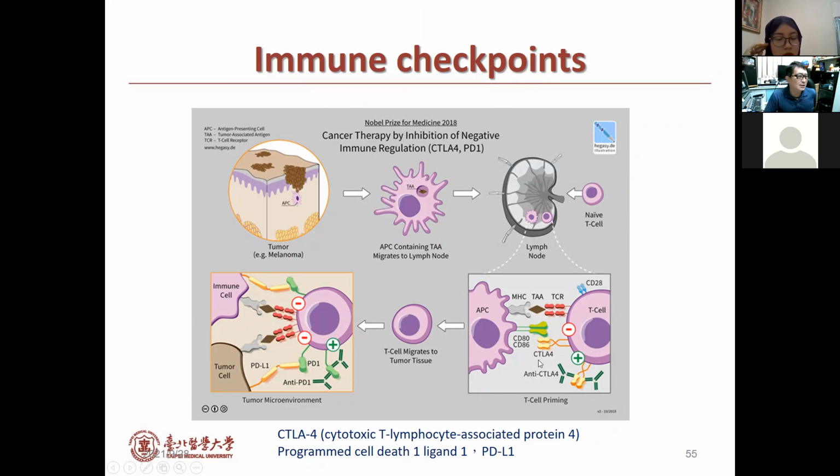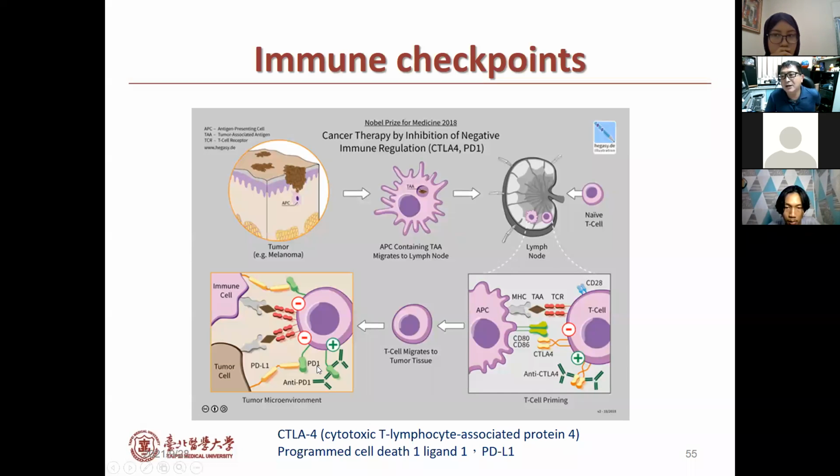CTLA-4 was found by Dr. Allison, and PD-L1 was found by the Japanese scientist, Professor Honjo. These kinds of inhibitors, with an inhibitory function, inhibit T cell activation. Tumor cells will produce PD-L1. PD-L1 can bind to PD-1, which inactivates T cells and suppresses their activation.